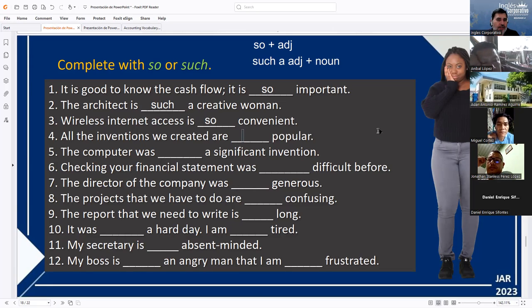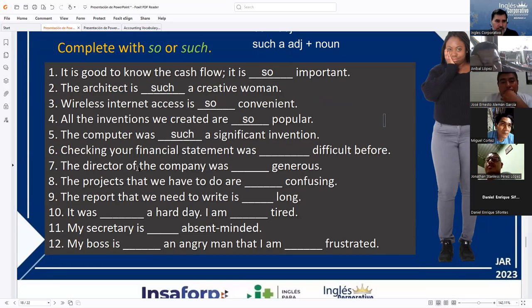All the inventions we created are so popular, right? Remember, such plus adjective and noun. So only the adjective. The computer was such a significant invention. Invention is a noun, significant is an adjective. Checking your financial statement is so difficult.